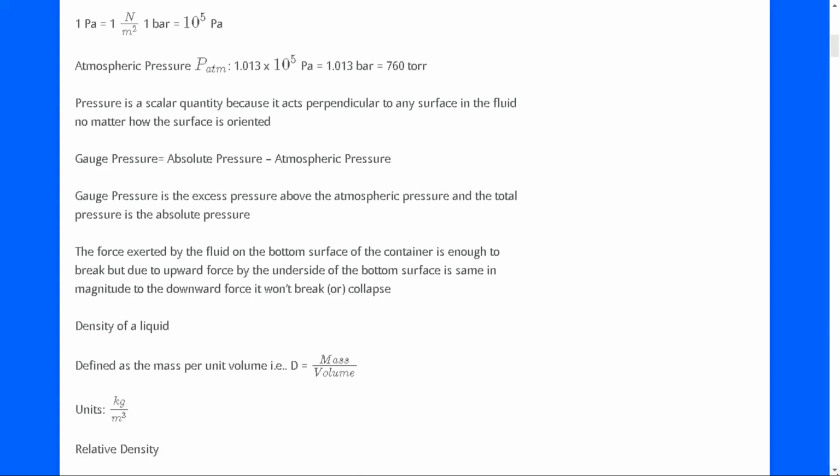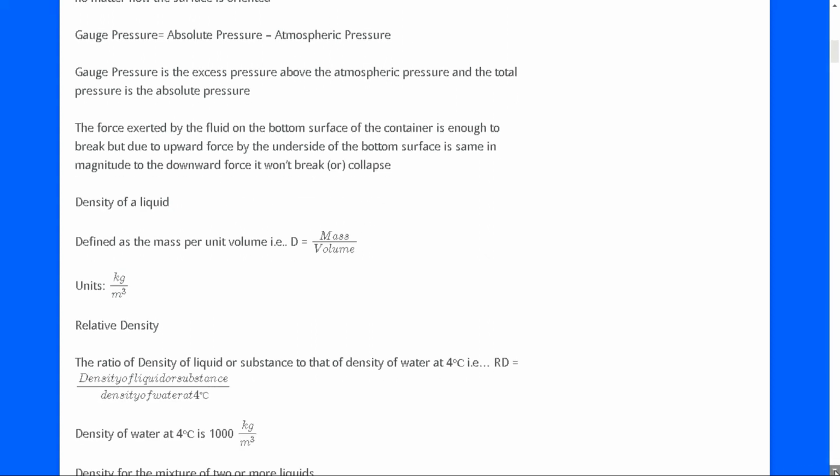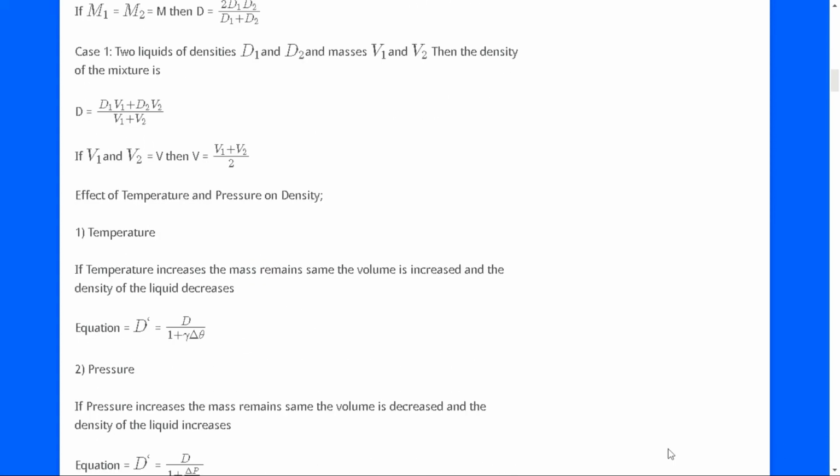Now the density of the liquid. The formula is mass upon volume, and the unit is kg per meter cubed. The formula of relative density is density of liquid or substance upon density of water at 4 degrees Celsius. Now the density of water is 10 power 3, or 1000 kg per meter cubed, for the mixture of 2 or more liquids.